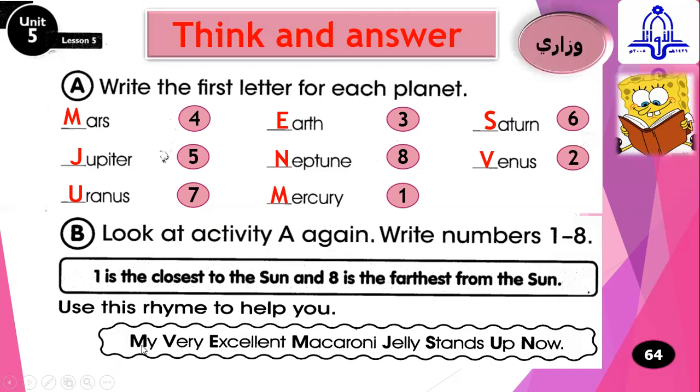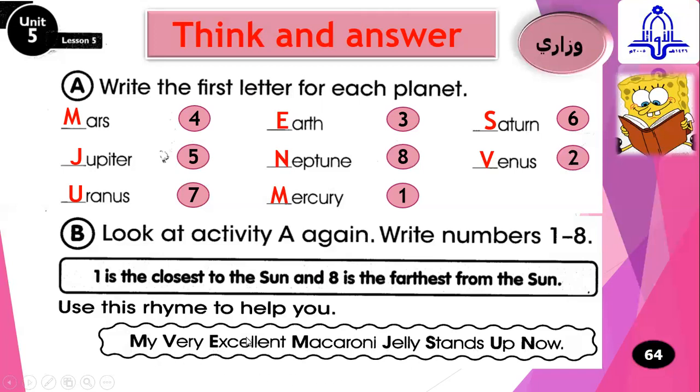My, it means the M only refers to Mercury. V in very refers to Venus. E in excellent refers to Earth. M in macaroni refers to Mars. J in jelly refers to Jupiter. Stands, the letter S refers to Saturn. Up, the U refers to the planet Uranus. And now the letter N refers to Neptune.